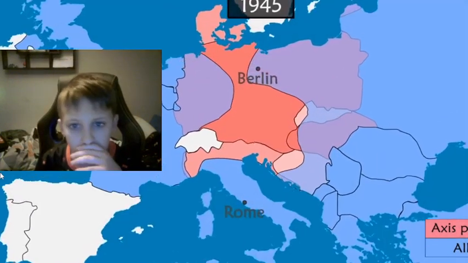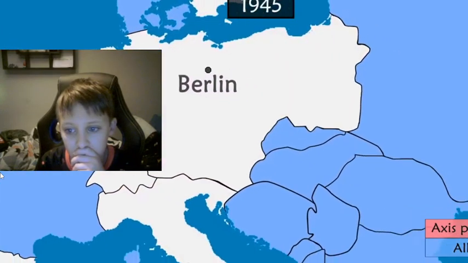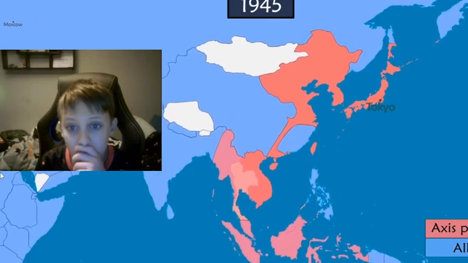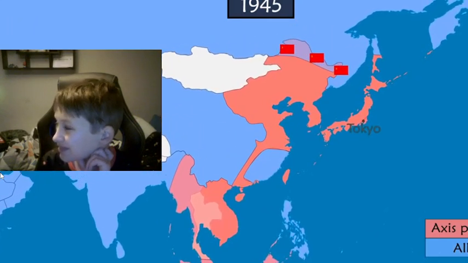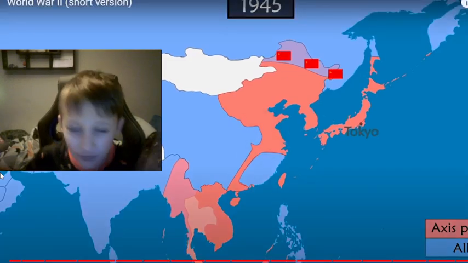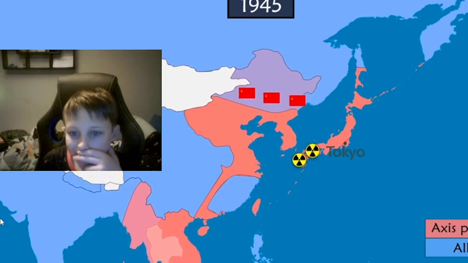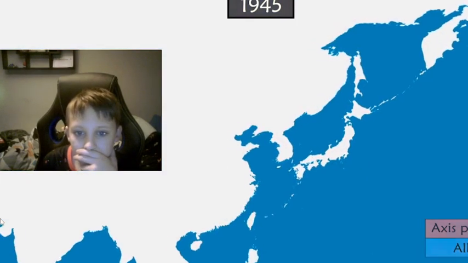Eight days later, the country surrenders. The United States and USSR join forces to overcome the Empire of Japan. The Soviets begin a military invasion via Manchuria, while the US drops 2 atomic bombs on Hiroshima and Nagasaki. On August 15, Japan surrenders, marking the end of World War II.